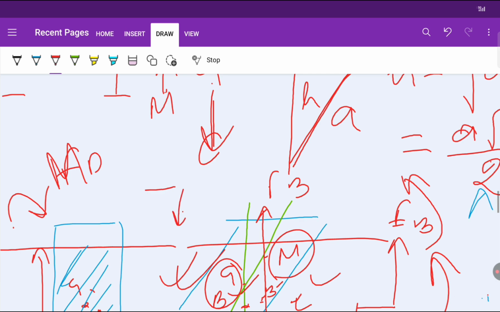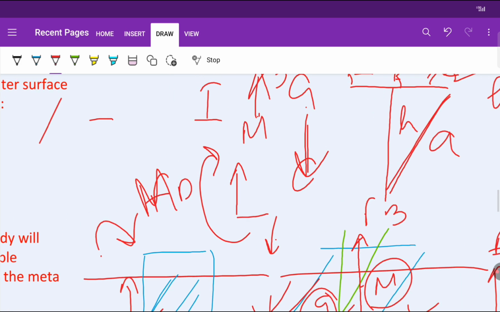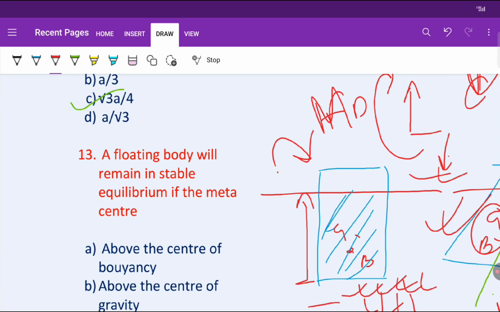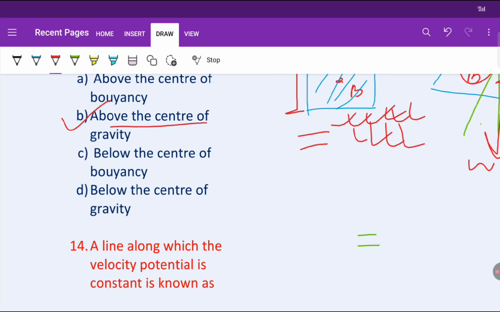So in this case, our resisting moment will also be in the clockwise direction, okay? So it will not help the body to come back to its original position, right? So the body will be in unstable equilibrium because the moment cannot be destroyed in this case. So the answer is above the center of gravity, okay? So the metacenter will always be above the center of gravity, right?